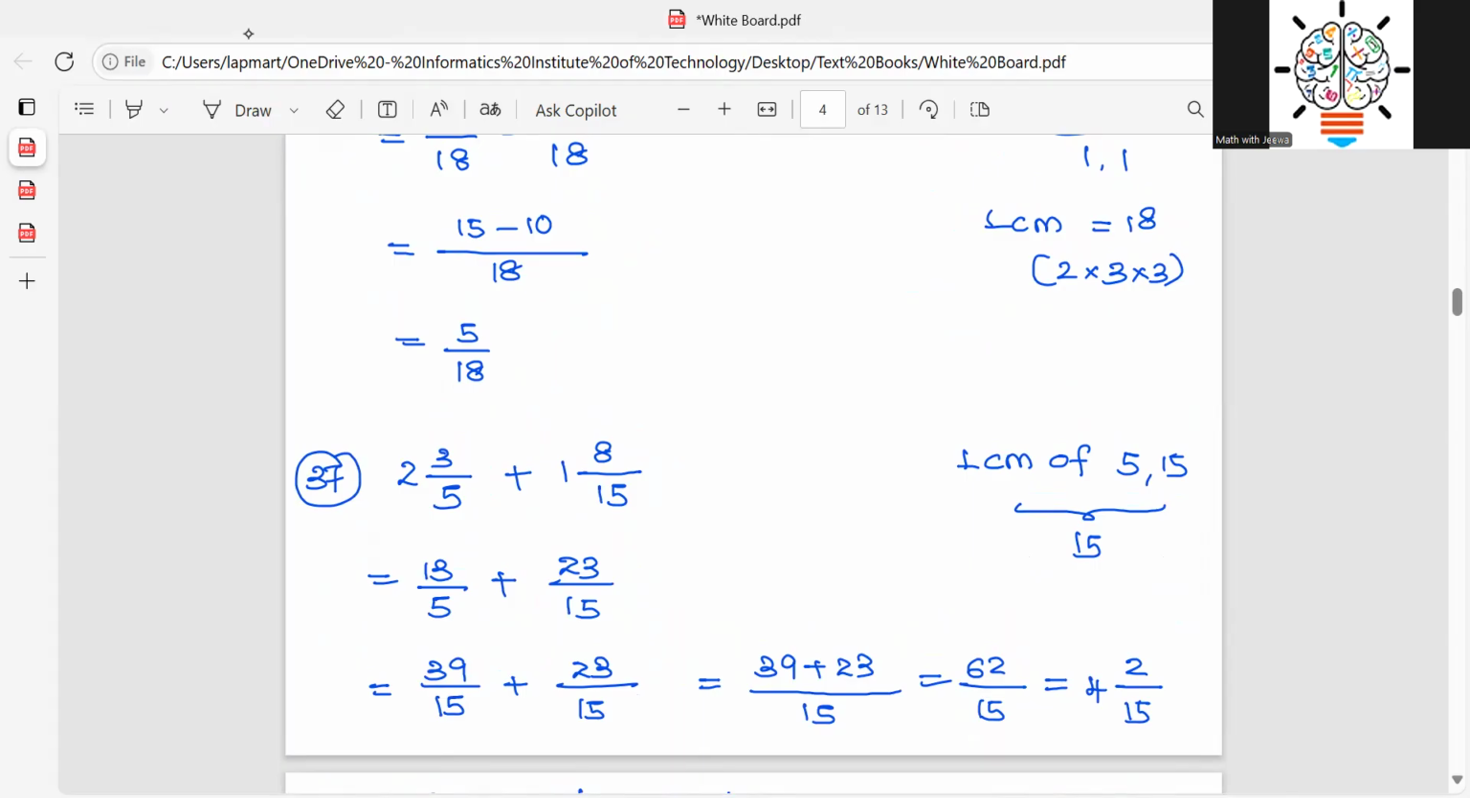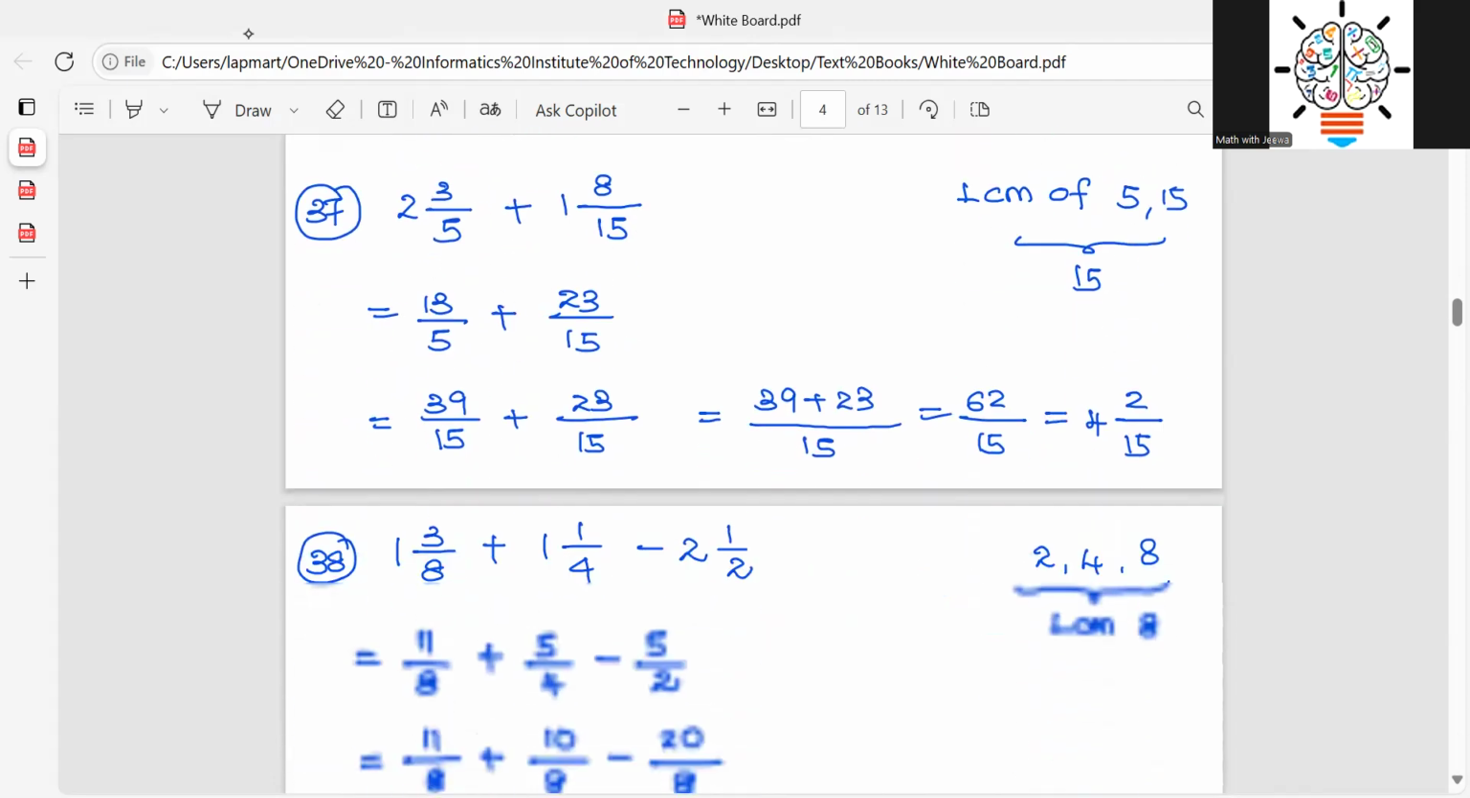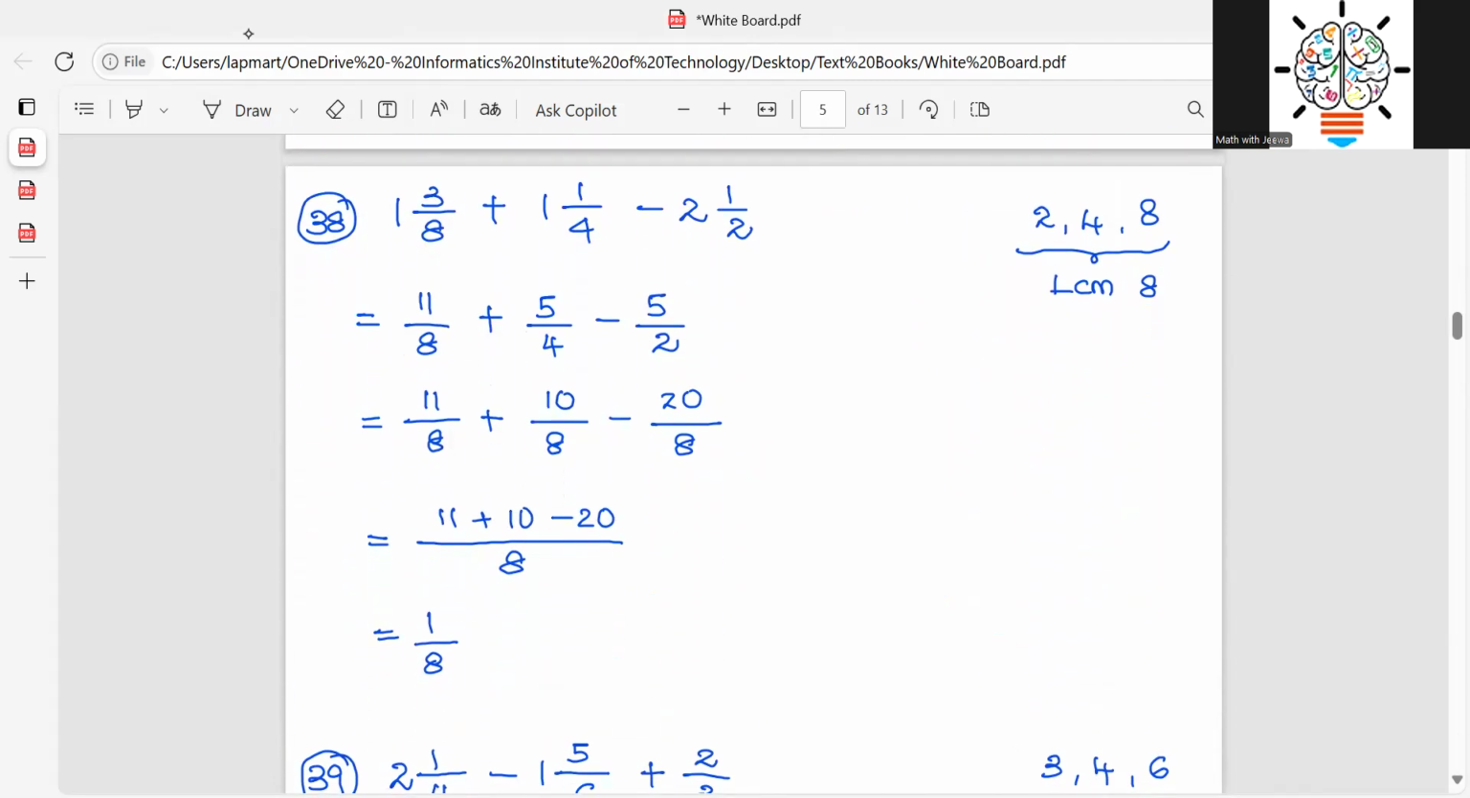After that, you need to follow the same method. You find the LCM, you adjust the numerators, then you add the numerators, get the answer. If the answer is an improper fraction, you convert it into a mixed number. So the same procedure is what I have done here. I have converted the mixed numbers into improper fractions first, right?